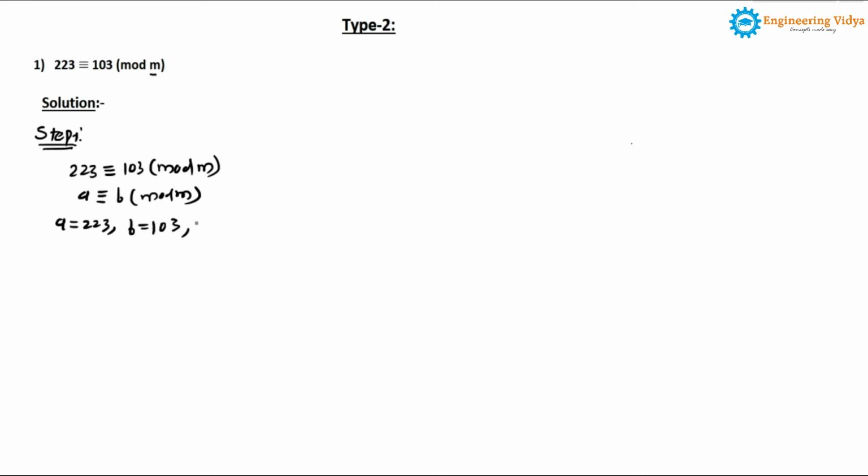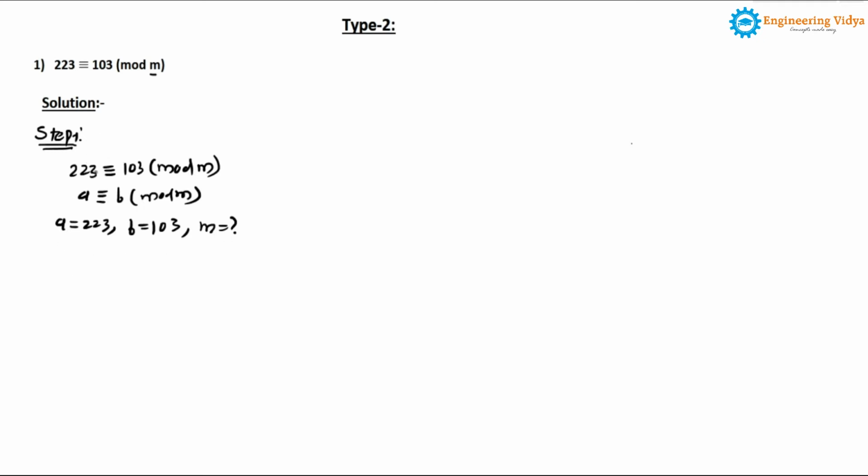This is problem number 1, and here they have given 223 is congruent to 103 mod m, and we need to calculate the value of m. First of all, I'll start with step number 1, and whatever is given we'll copy it over here: 223 is congruent to 103 mod m. Whatever congruence is given will be compared with the standard congruence, A congruent to B mod m, and after the comparison the value of A will be equal to 223 and the value of B will be equal to 103, and here we need to calculate the value of m.